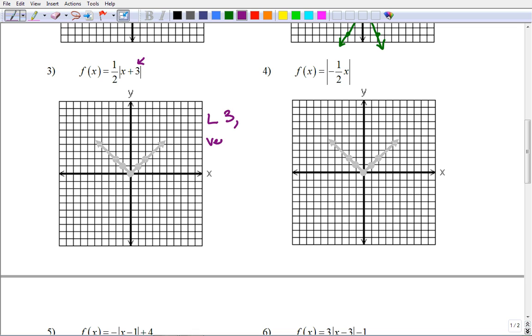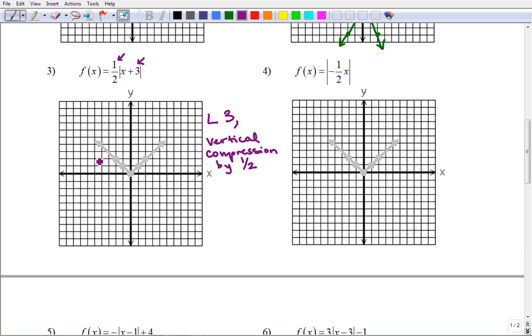So that means we're going to do a vertical. Multiplying by 1/2 makes it smaller, so compression by, what are we multiplying by? 1/2. Okay, so those are the only 2 transformations that we have to do. We have to go to the left 3 and then multiply the y value by 1/2.